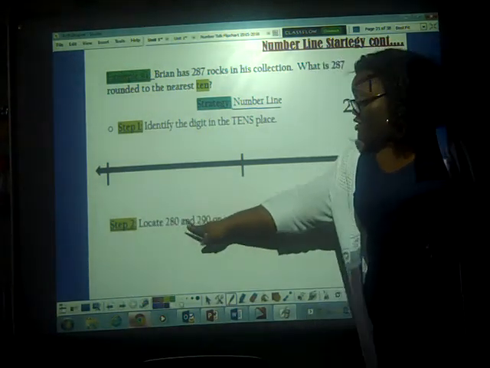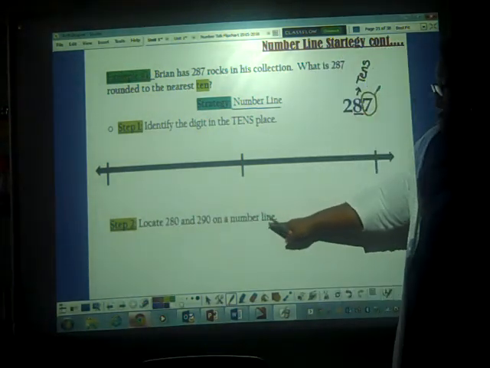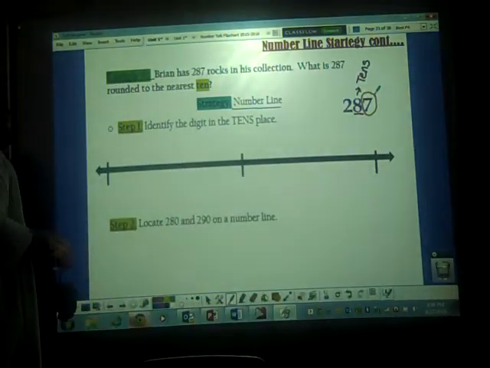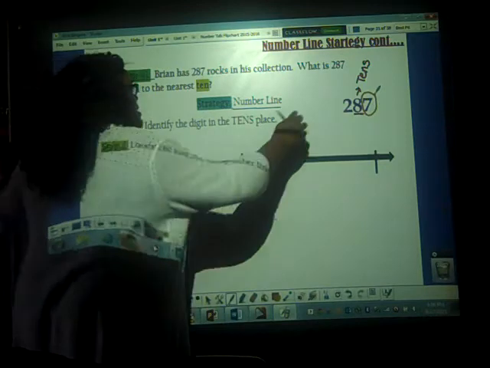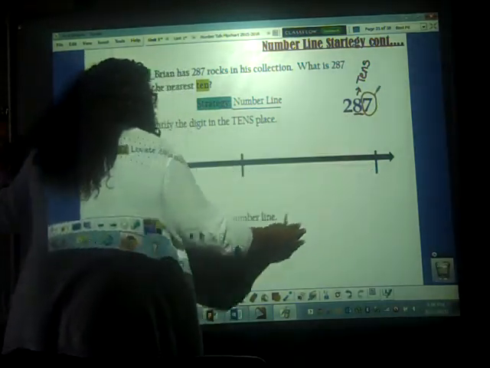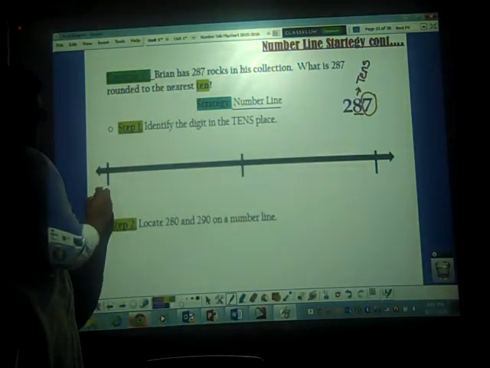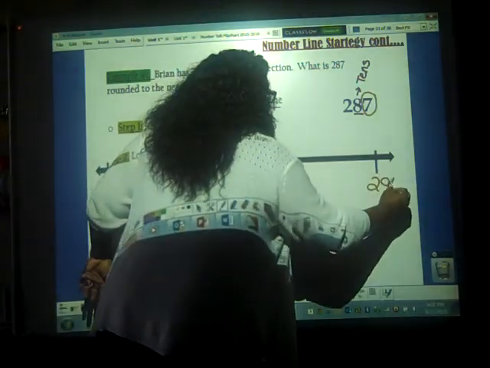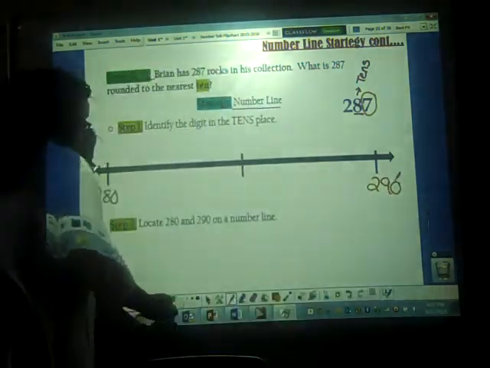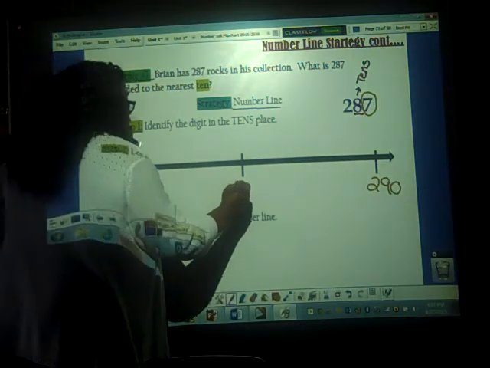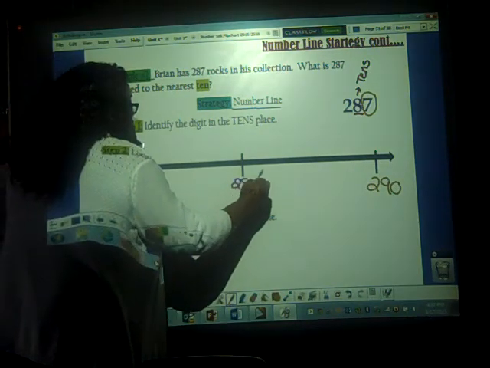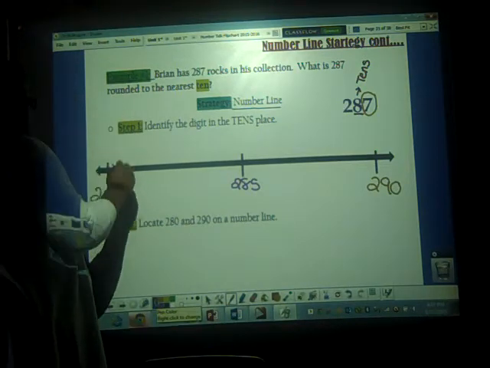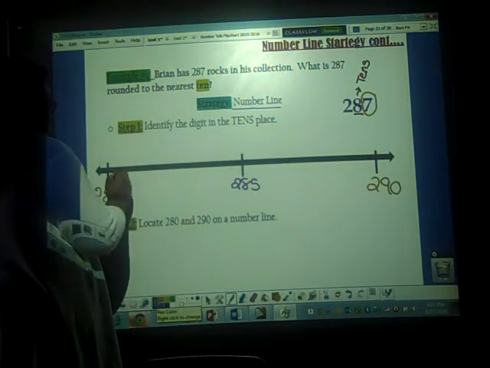Step 2, locate 280 and 290 on a number line. You're probably saying, Ms. Davis, why are we locating 280 and 290? Well, because 287 falls in between those two whole numbers, 280 and 290. Our halfway mark is 285. So I'm going to kind of stagger my numbers so I have more room because it's a 3-digit number.